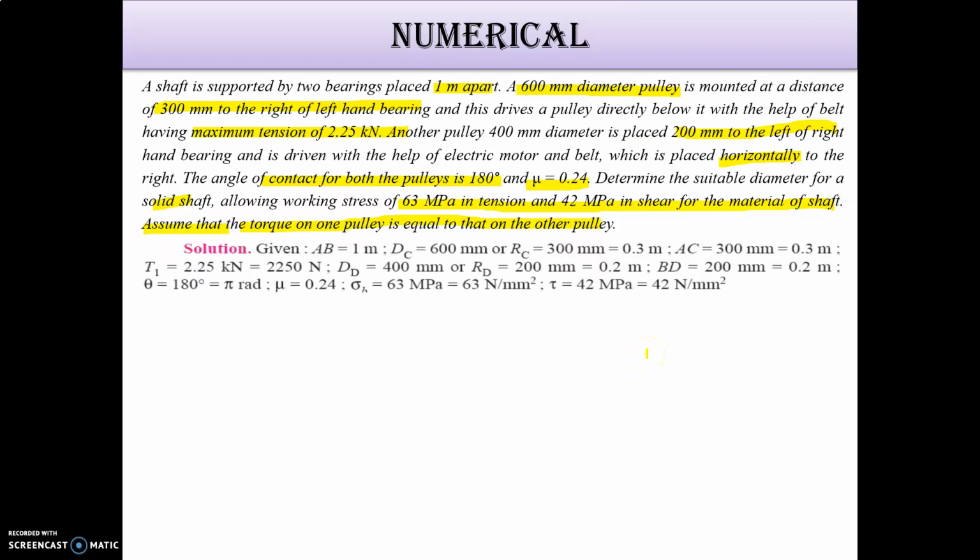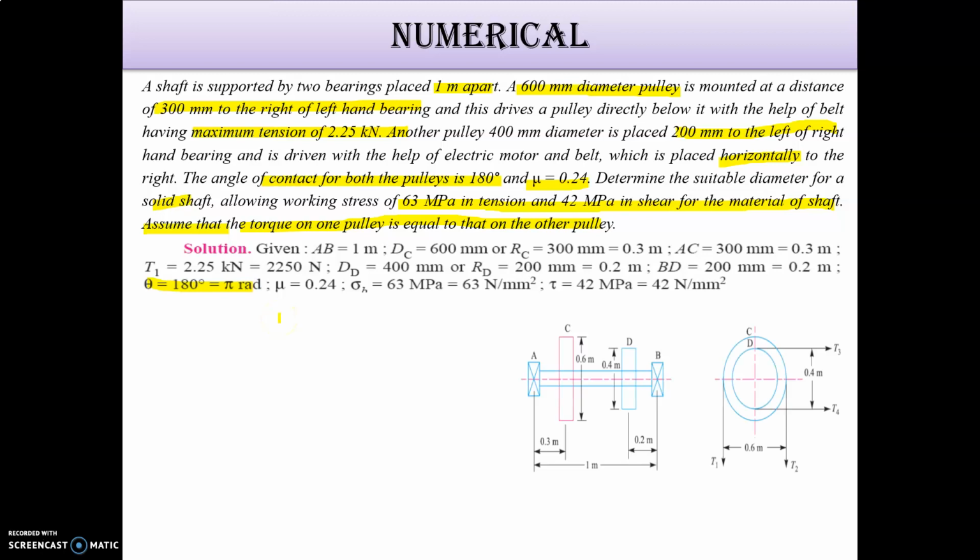Okay. Now let's see. These are the given data which we have already read. Okay. Shear stress is given to us. Bending stress is given to us. Pi, okay, this theta is converted into pi here because we need it in radian. Now this is the block diagram which we create here. This is the bearing, towards its right hand side, 0.3 meter or 300, one pulley is there. A smaller pulley toward the left of the right hand bearing is placed here. And the distance between these two is 500. We can understand with this relation. So this sketch is drawn here.